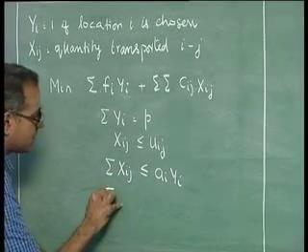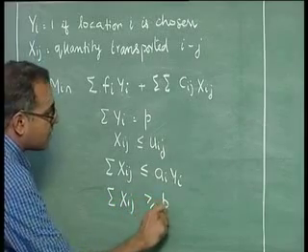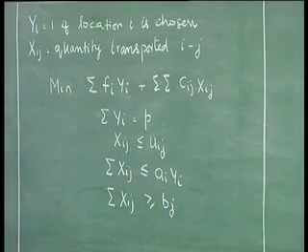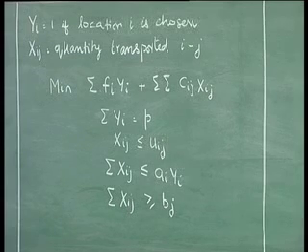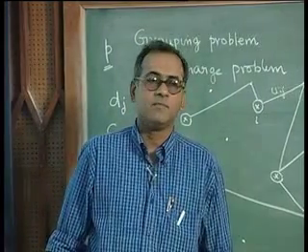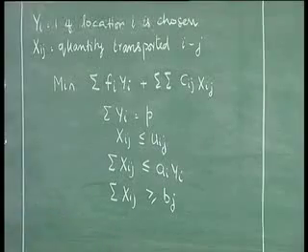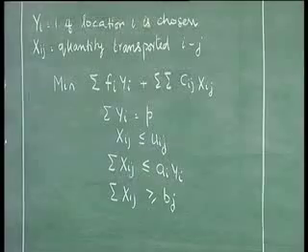Sigma xij greater than or equal to bj, because what is needed in destination j should be met. Now, all this will work very nicely if there is complete connectivity among the i's and j's.